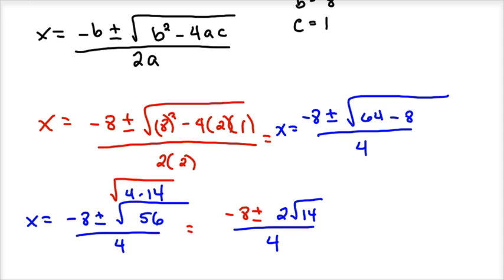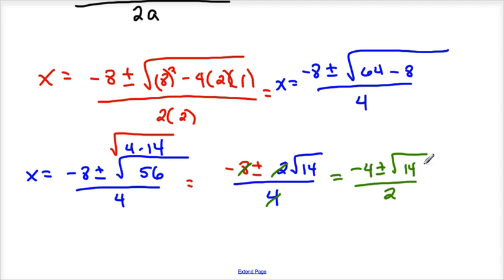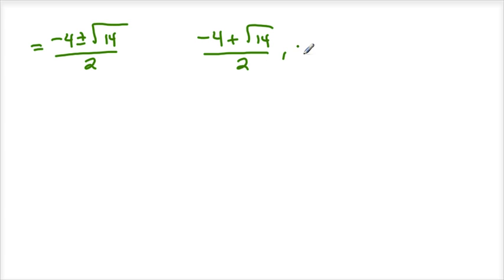Are we done? I still have 3 terms: -8, 2, and 4. Do they all share a common factor? Yes, I could take a 2 out of all of them. If I reduce all these by 2, I'm left with -4 plus or minus square root of 14 divided by 2. So my 2 factors here: one factor is -4 plus square root of 14 divided by 2, comma 0.